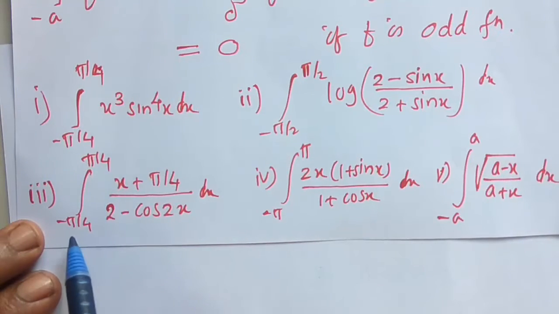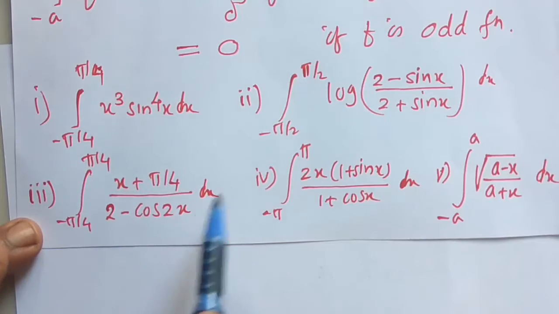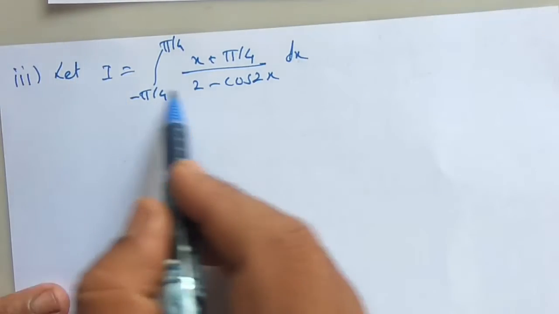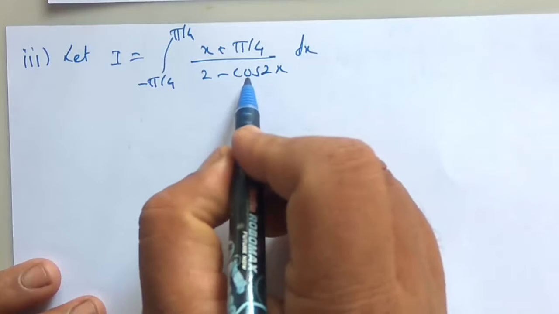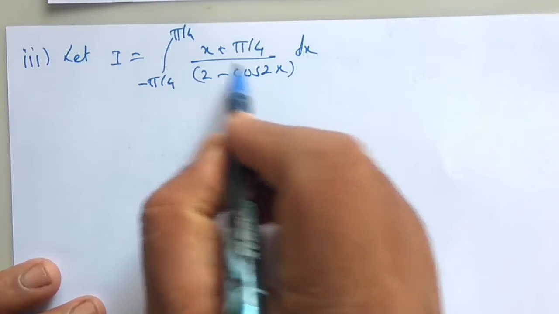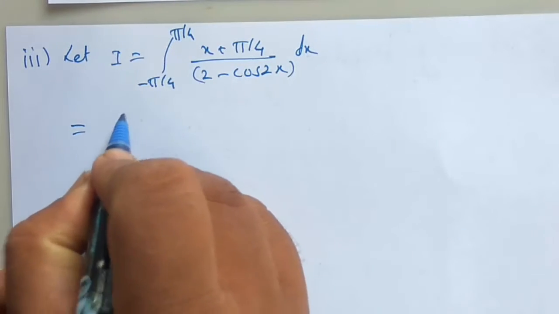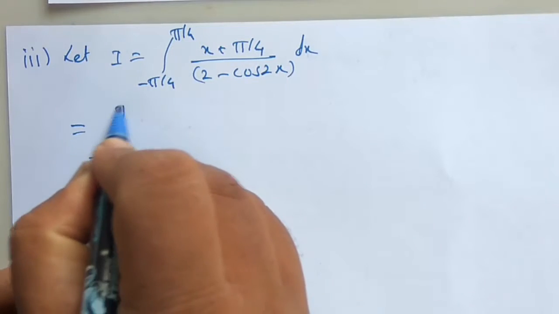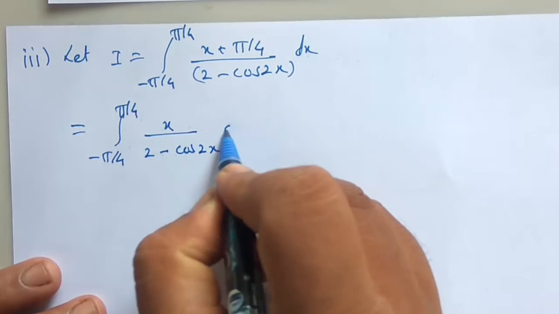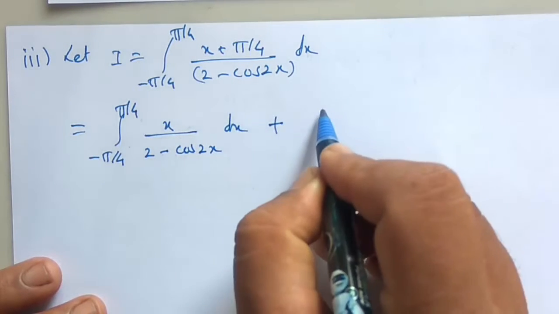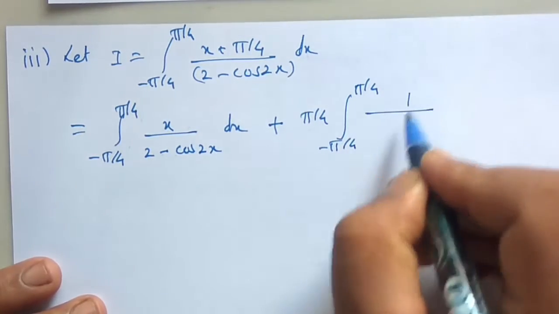Number 3, integration from minus pi by 4 to pi by 4 of x plus pi by 4 upon 2 minus cos of 2x dx. We denote this as I is equal to the integration. Now we divide 2 minus cos 2x into each term and take separate definite integrations. So this is equal to the integral from minus pi by 4 to pi by 4 of x upon 2 minus cos of 2x dx plus pi by 4, which is constant, times the integral from minus pi by 4 to pi by 4 of 1 upon 2 minus cos of 2x dx.